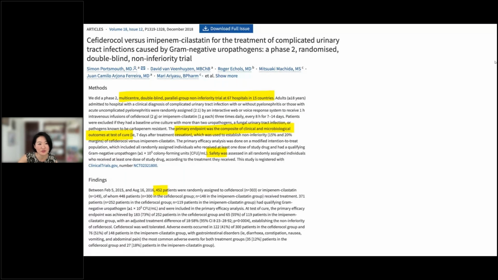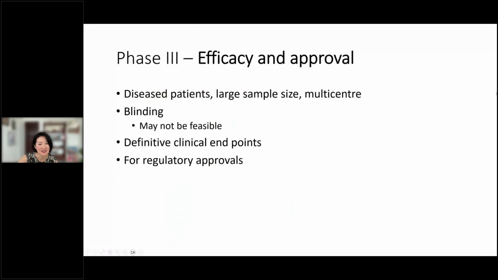And finally, moving on to phase 3 trials. These involve usually diseased patients and typically of large sample sizes and multi-centered. The methodology is the most rigorous and has to be aligned with regulatory body requirements. Blinding is ideal, however, this may not be feasible, especially when the comparators are made up of a mix of different best of care antibiotics, and the clinical endpoints are typically definitive, such as mortality and clinical cure.